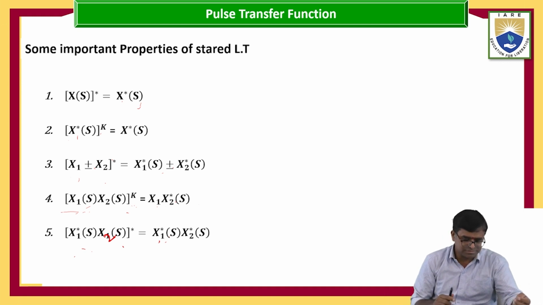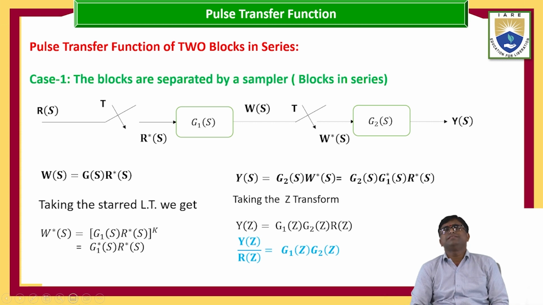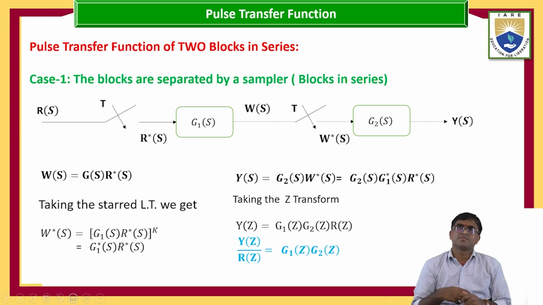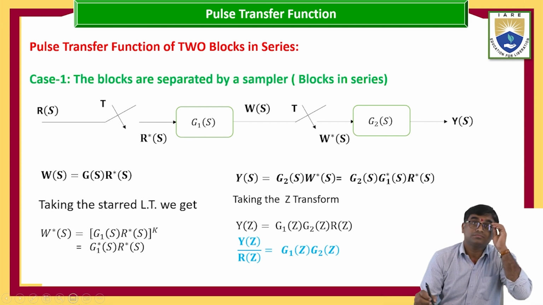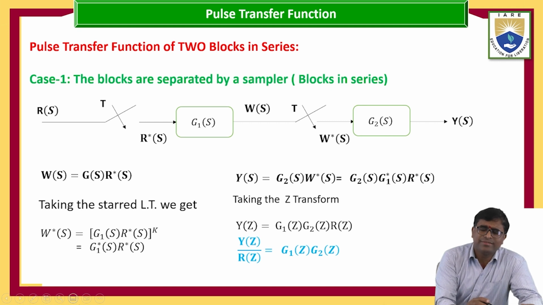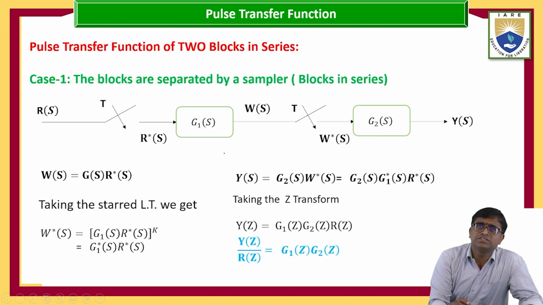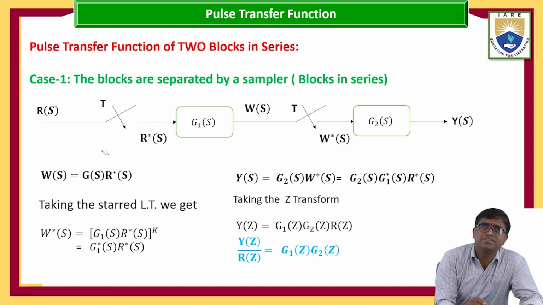Next, I am going to find the pulse transfer function if two blocks are in series. The first case is where the blocks are separated by a sampler. This is one sampler, and this is another sampler. This is the pulse transfer function sampler, and this is also a pulse transfer function sampler.